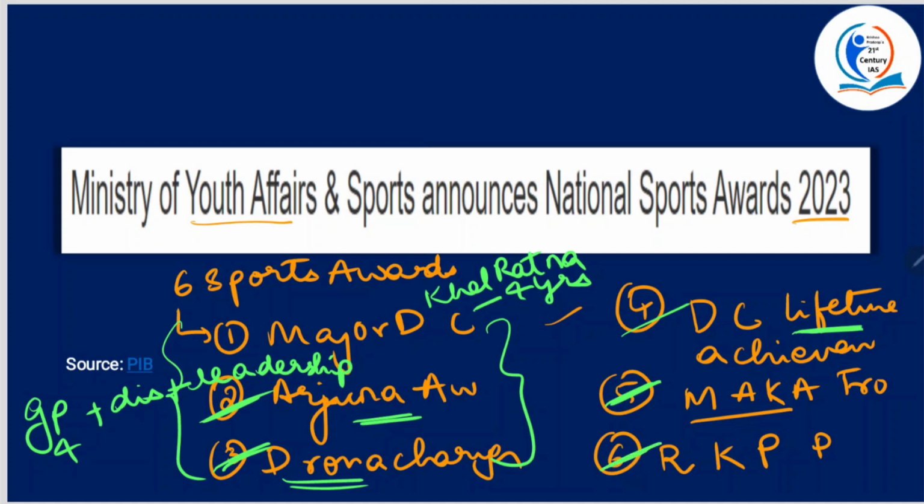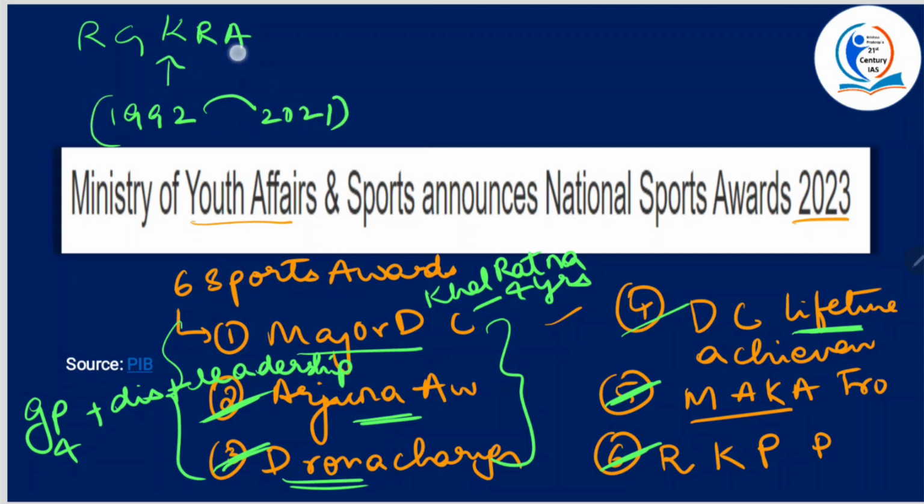Alright. So, these are 6 categories. After knowing these categorizations, you should also know a few basics about this Major Dhyan Chand Khel Ratna Award. Previously, it was known as Rajiv Gandhi Khel Ratna Award. It was renamed in the year 2021 to Major Dhyan Chand Khel Ratna Award. This particular award was constituted in the year 1992, and from 1992 to 2021, this was the name, and in 2021, it was renamed to this one. This is one point.